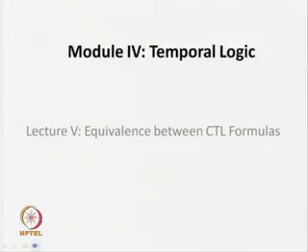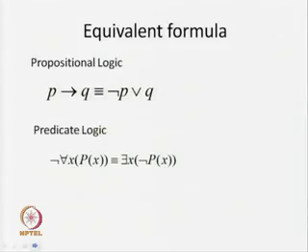Now, today we are going to see some equivalence between CTL formulas, because in logic we have equivalent formulas, and in CTL also we have some equivalent formulas. Just as a recap, in propositional logic we have equivalent formulas, and we say that P implies Q is equivalent to not P or Q. So, what does it mean?